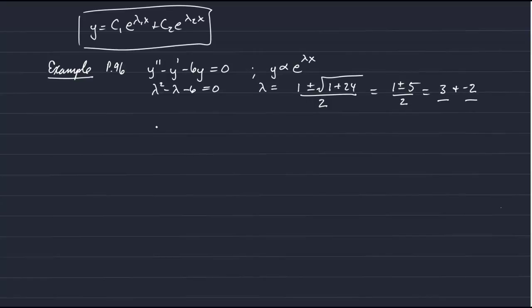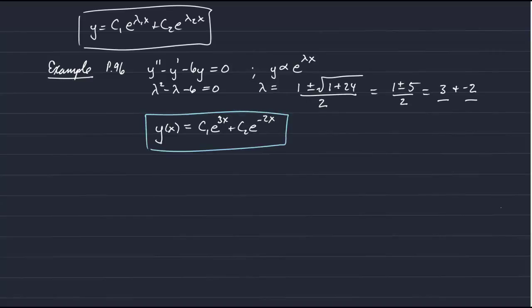And that gives the general solution. Again, the general solution encompasses all possible solutions: c1 e to the 3x plus c2 e to the minus 2x. Okay, so that's not too terrible. It's relatively simple. Now let's look at the example that we looked at before.